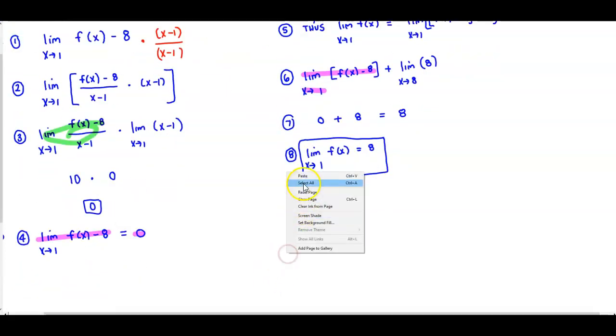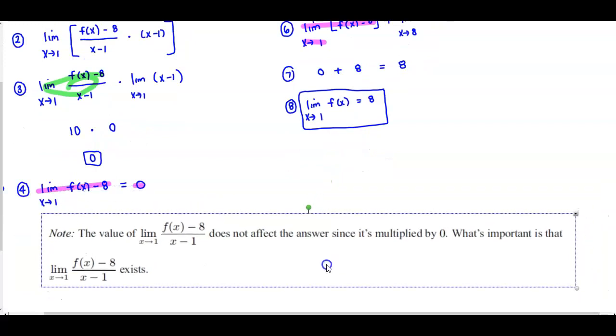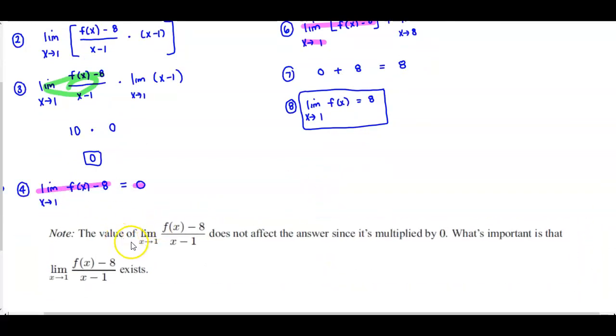And then let's make one final note here. The note is very important here. It says, note that the value of the limit as x approaches 1 of (f of x minus 8) over (x minus 1) does not affect the answer since it's multiplied by 0. What's important is that the limit as x approaches 1 of (f of x minus 8) over (x minus 1) exists.